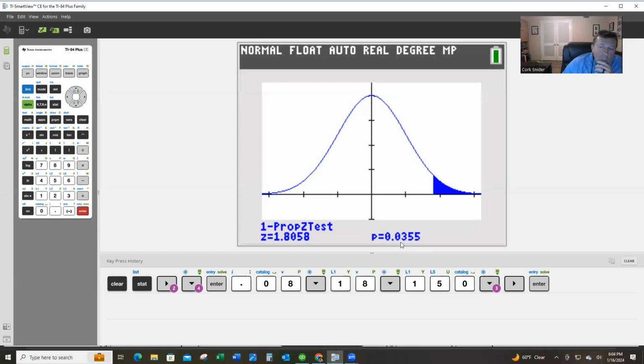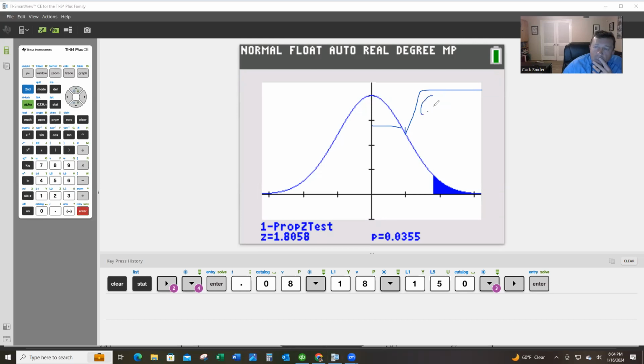And we got a z-score and a p-value. The z-score is 1.8. The p-value is 0.0355. This is what you're going to write out. And what you're actually going to write out is the standard deviation is going to be right here.